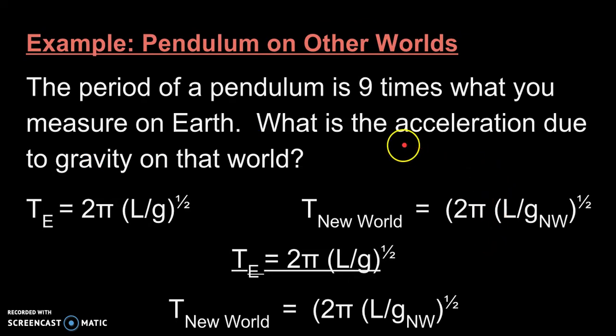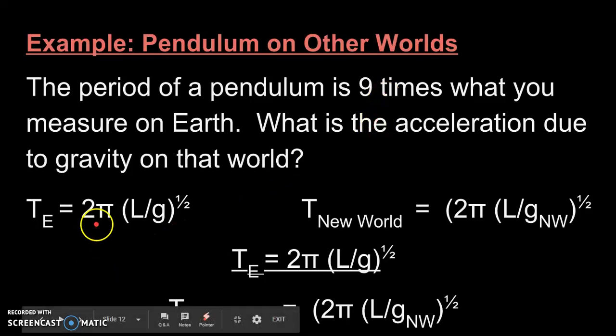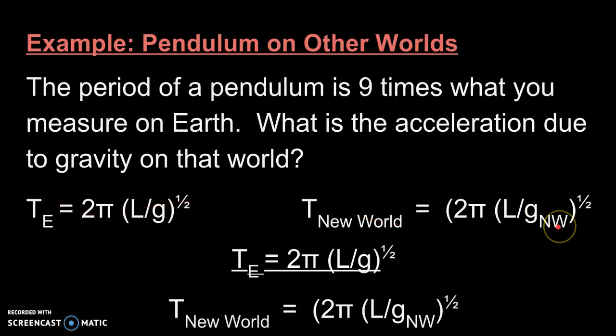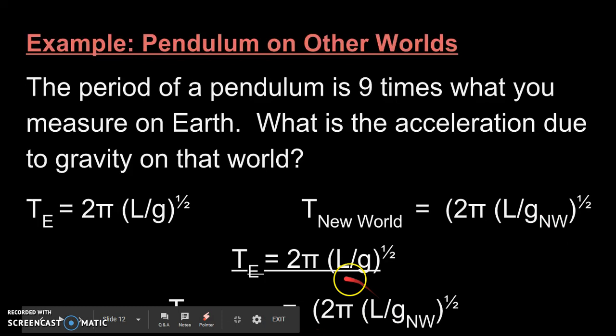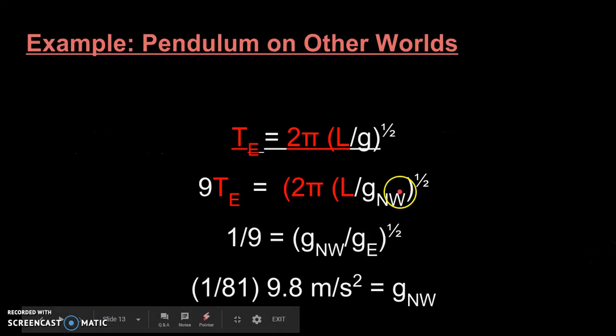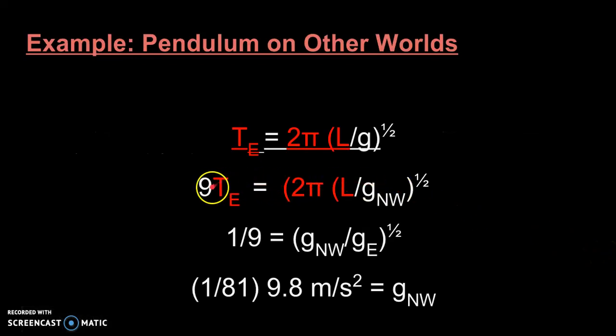What can we do with this? Well, let's say we measure the period of a pendulum to be 9 times what we measure on Earth. What's its acceleration due to gravity in this new world? So we know, starting with Earth, and here's our new world. Now we know a ratio, so let's go ahead and divide these two together. So I take the Earth expression, divide it by my new world expression. And then let's convert. We know that the period in the new world is 9 times the period on Earth.